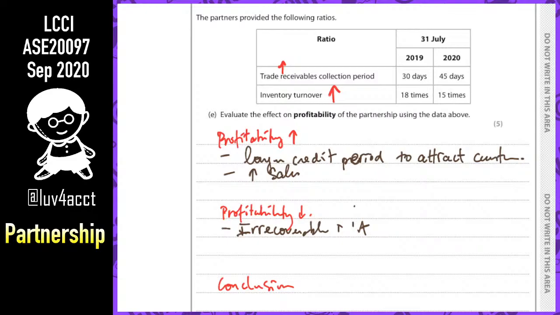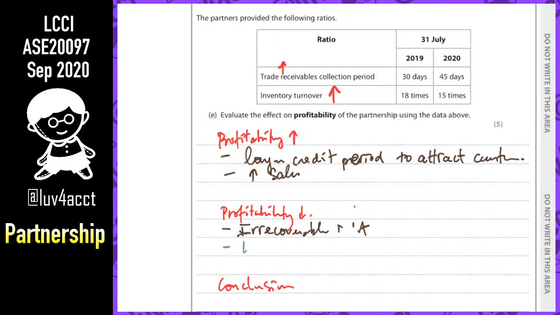It means that usually it is not so good, because of higher risk of impairment. This is the first thing. And also, as I just mentioned, warehousing costs will increase as well.